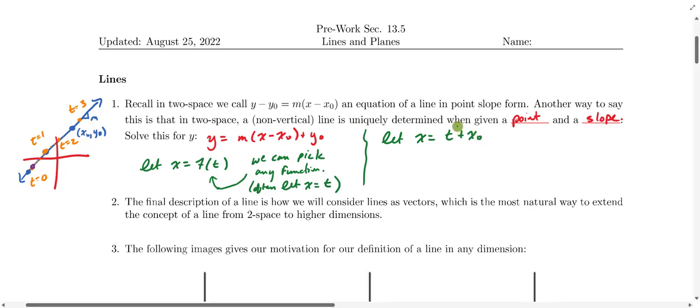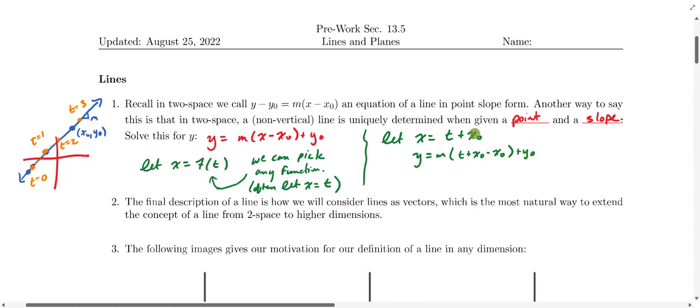So I don't think it's clear why I chose for my parameterization x is t plus x naught, but hopefully by the end of this exercise you'll see why I chose that. All right, once I pick x to be some function of t, notice that my dependent variable, in this case y, is determined by the choices that I've already made. So in this case, y is going to be m times t plus x naught minus x naught plus y naught. So x was an independent variable, in fact the only independent variable.